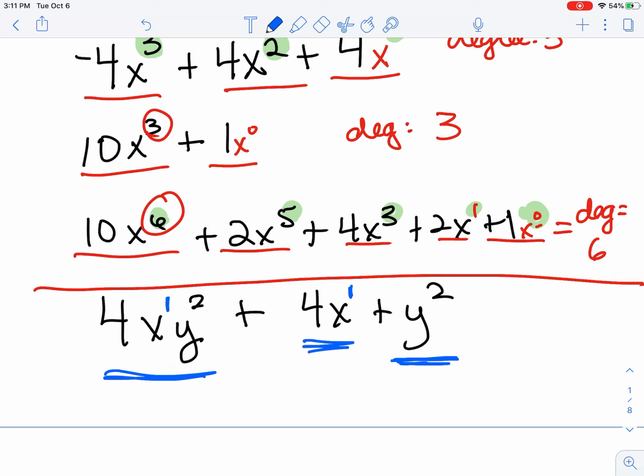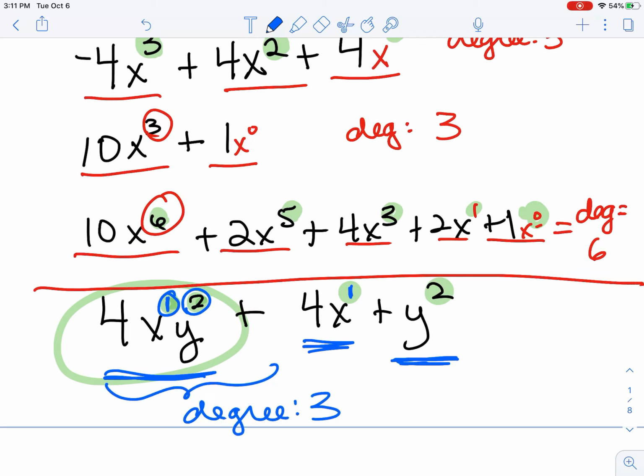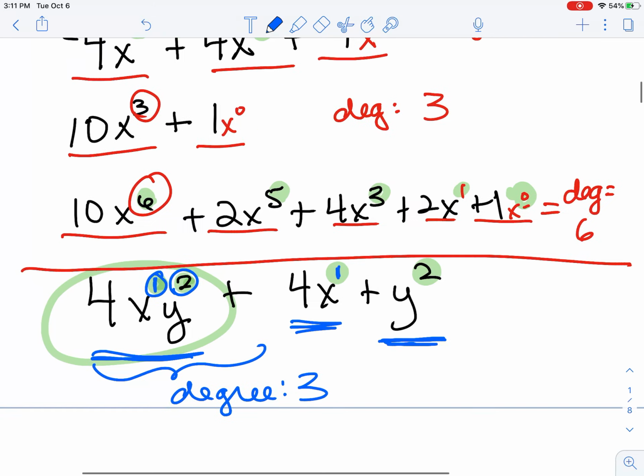Here's 1 term, 2 terms, 3 terms, and we're going to look at the degree on each term. So this exponent is 2. This exponent is 1. And this term has 2 exponents on it, which means that we add the 1 and the 2, which gives us a total degree of 3. So when there's more than one exponent, we add them on each term and we get a degree of 3. Hopefully that's a reminder to you.